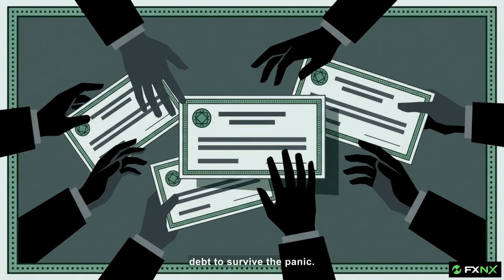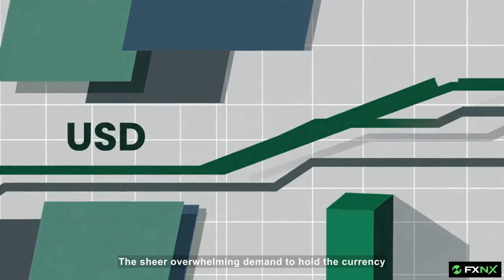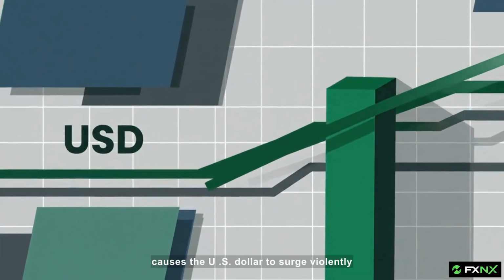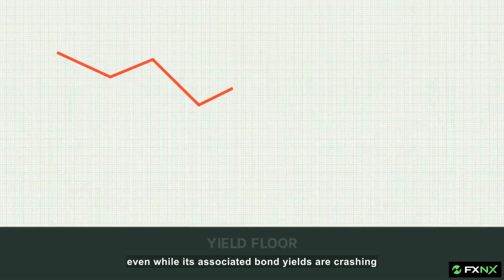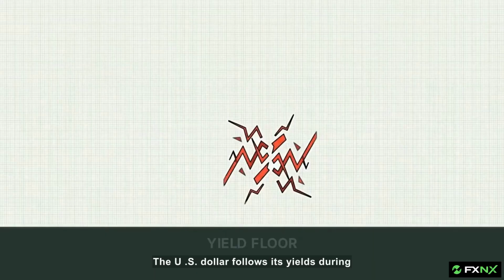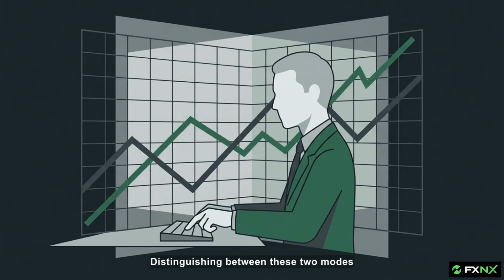and they have to buy billions of U.S. dollars to acquire it. The sheer, overwhelming demand to hold the currency itself causes the U.S. dollar to surge violently in value, even while its associated bond yields are crashing to the floor. The U.S. dollar follows its yields during stable growth, but follows fear during a crash. Distinguishing between these two modes prevents a trader from misinterpreting a currency surge that occurs while its yields are falling.